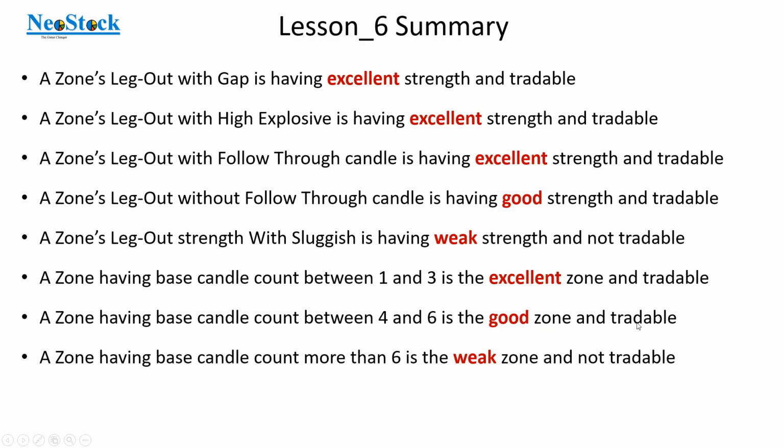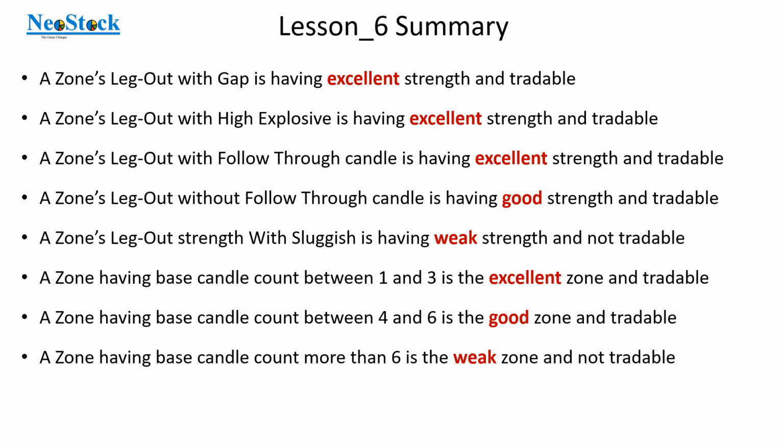And the last point, important point you learned, a zone having base candle count more than 6 candles is called as a weak zone. Such kind of zones will be violated easily and your stop loss will hit. And that's why those zones are called as not a tradable zone. So this is the summary of what you learned in lesson 6.